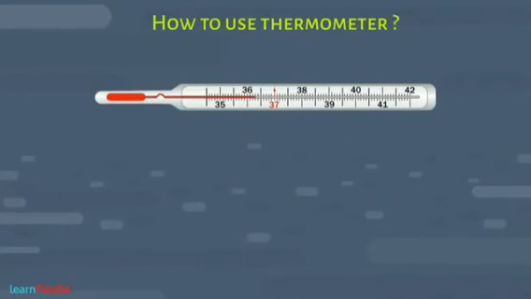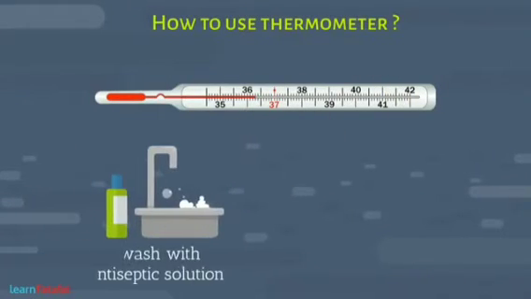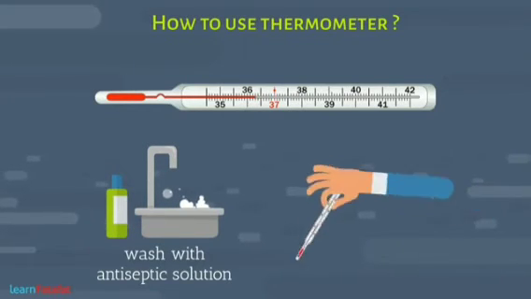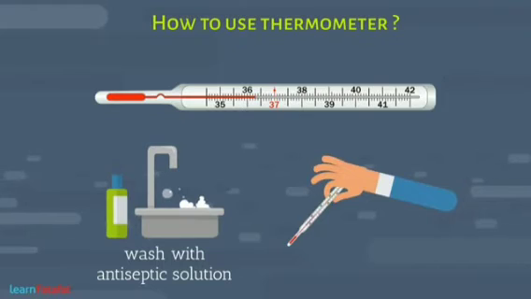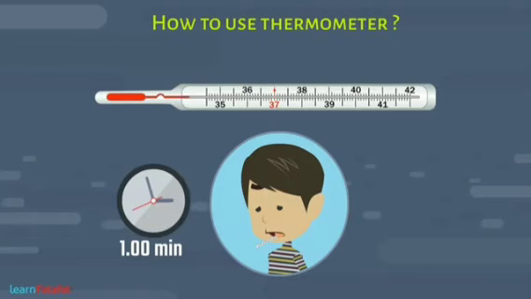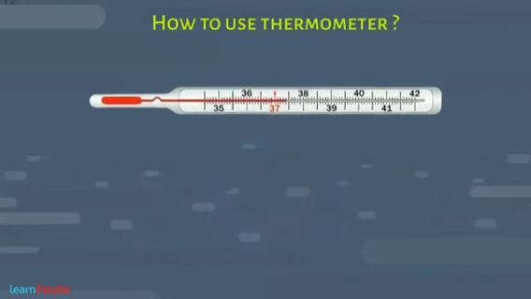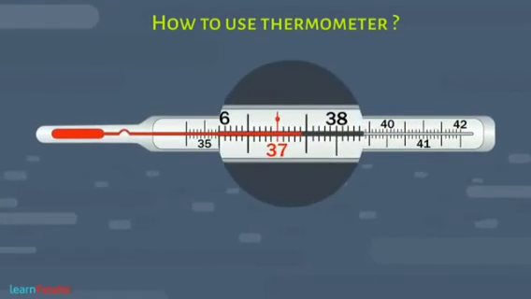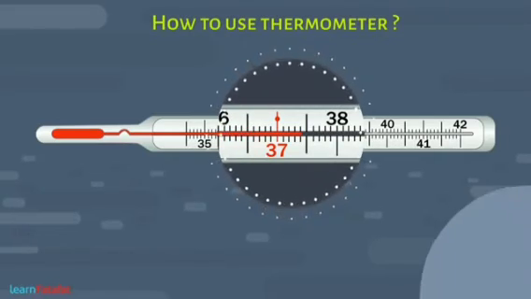How to use a thermometer? Before using the thermometer, you should wash it with some antiseptic solution. Also, give some jerks to it so as to bring the mercury level below 35 degrees Celsius. Now, place the bulb of the thermometer under your tongue. Keep it as it is for 1 minute and let the mercury expand in the tube. Now, take the thermometer out and find out the reading shown by the mercury. Just now you have identified your body temperature.